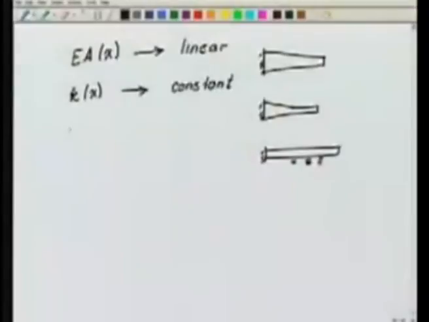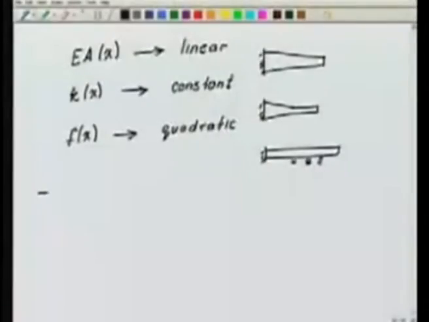EA is linear, and this distributed load Fx, we will say it is at most quadratic. Okay. Again, quadratic, when we say, it need not be quadratic in the whole domain. It can be quadratic in one piece, 0 in the other piece, and linear in other piece, but not more than quadratic piecewise.